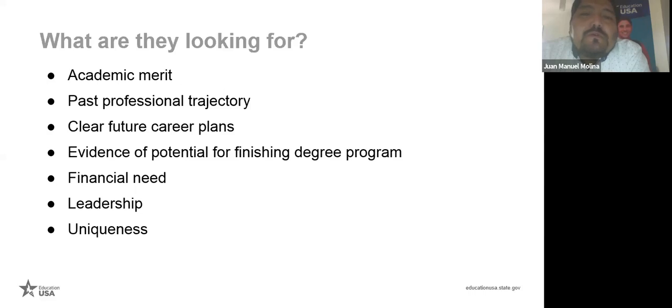Some of these programs are also looking for financial need, not all of them, but some of them are looking to help individuals who need financial support. Some scholarship programs don't have this feature. For example, the Fulbright program doesn't include information about your financial need, but probably some institutions or schools are going to have a section where you need to provide financial proof that you need that money.